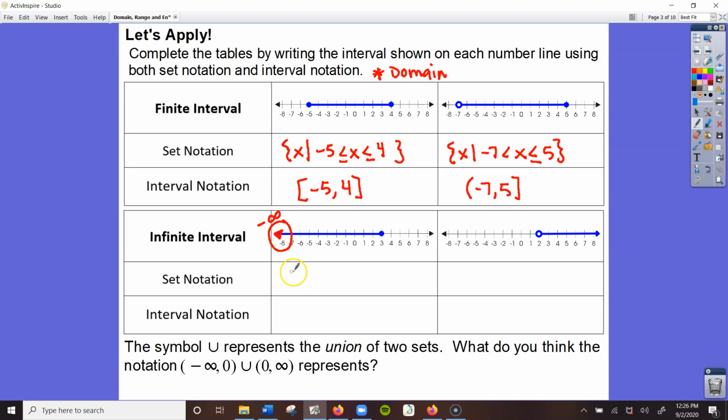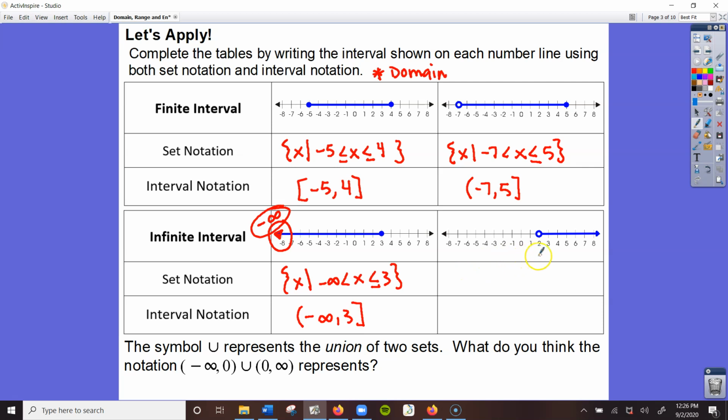So when I'm writing my interval in set notation, again, open the brace, define the variable, put your bar, variable in the middle, less than. It's going to start at negative infinity and it ends at 3. Since 3 is included, I put the line underneath and close my brace. For interval notation, this would be a parentheses, negative infinity, comma, 3. 3 is included, so bracket.